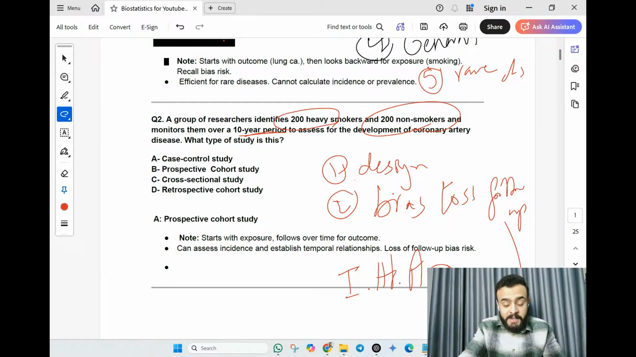The second team of scientists said no, no, I will include only those who completed the study, and they call this approach per protocol.